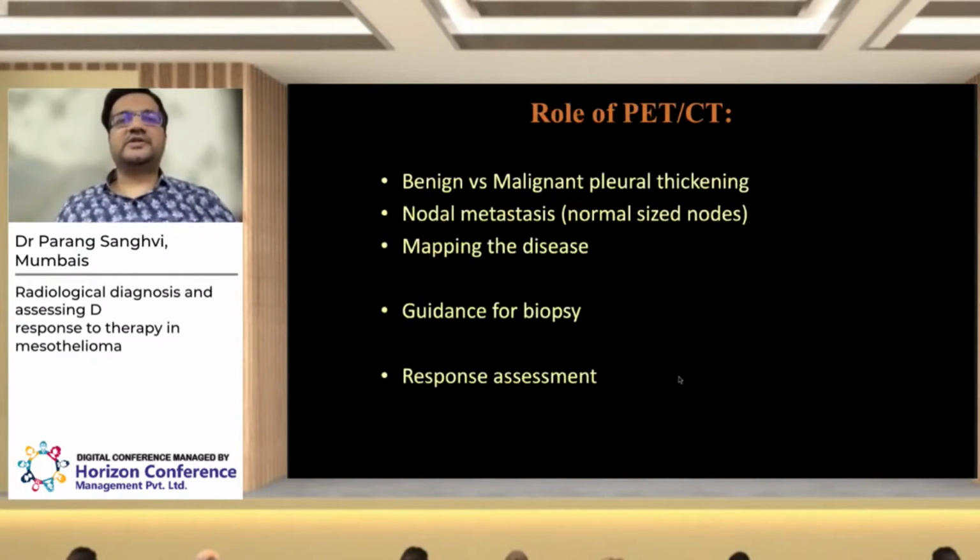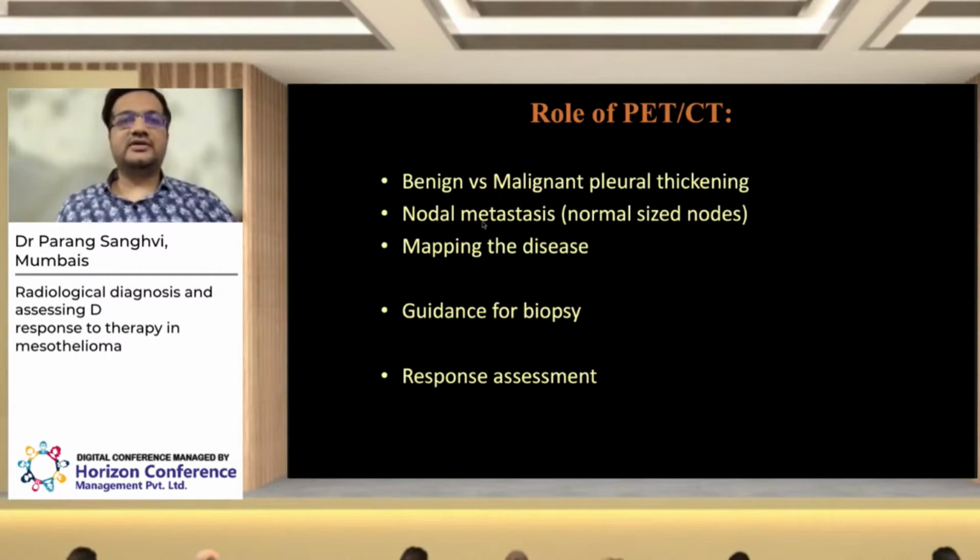So that was about the typical presentation on CT scan. But what is the role of a PET CT scan? It can really help sometimes to differentiate benign from malignant pleural thickening. At times, even the CT scan appearance is not very typical. The pleural thickening can be benign or malignant, and in those cases, the PET CT can really be helpful by picking up the FDG uptake and showing the activity, and more so in nodal metastasis.